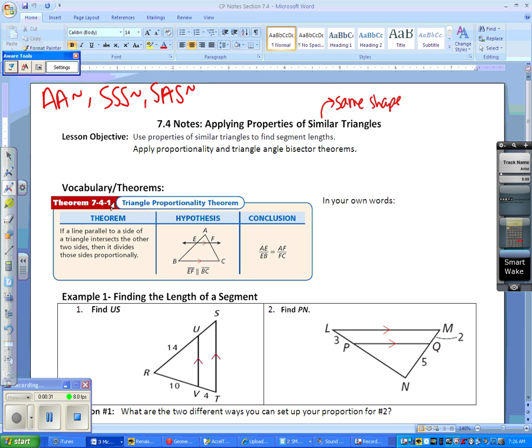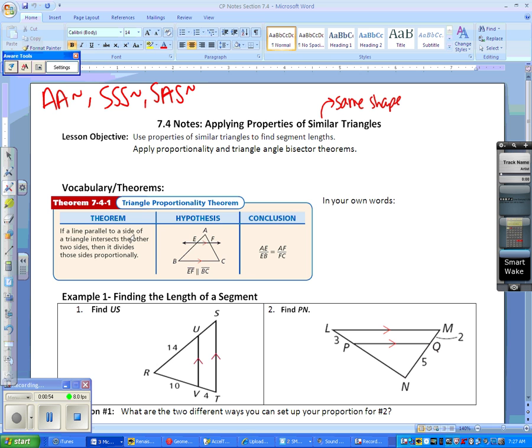Okay, so there's a lot of theorems that we're talking about today, and the first one is called the triangle proportionality theorem. Triangle proportionality theorem, and let's break that up. Triangle, we know what triangles are. Proportionality, that kind of sounds like the word proportional, which kind of means similar, right? And they're pushing those two things together to say theorem.